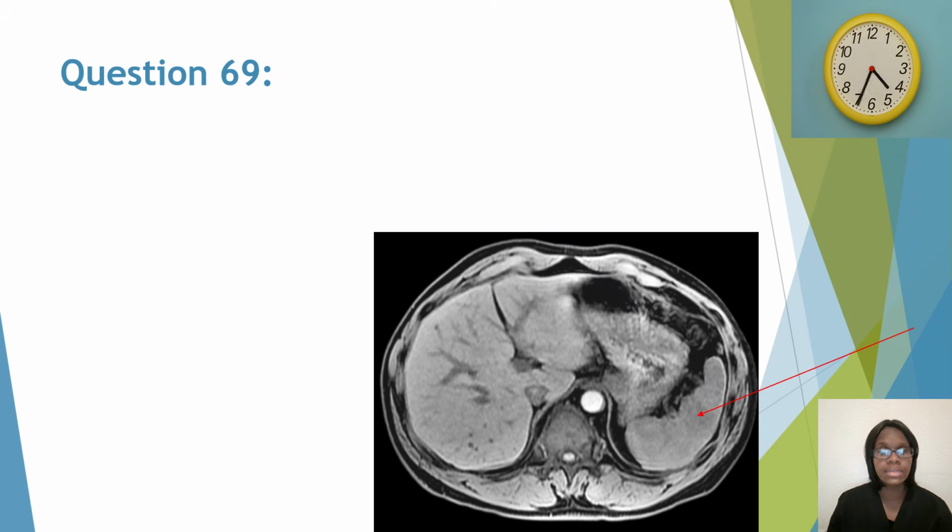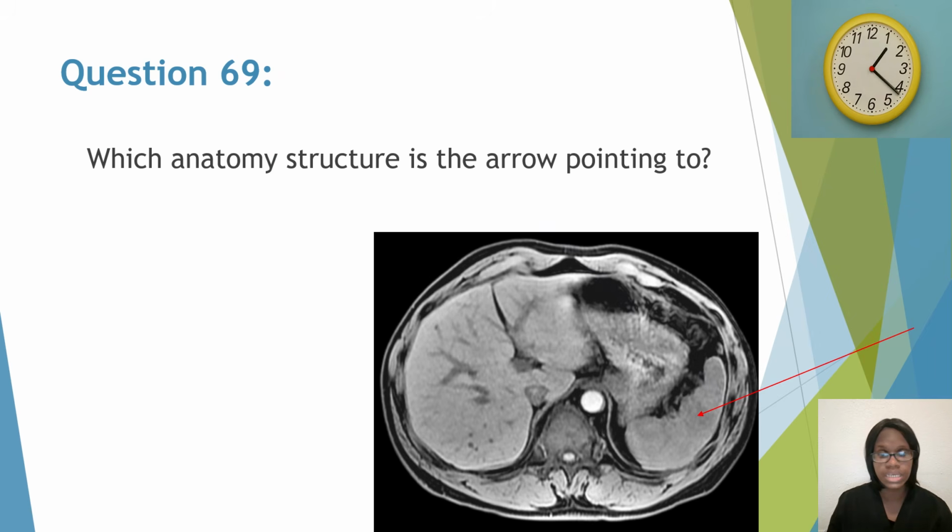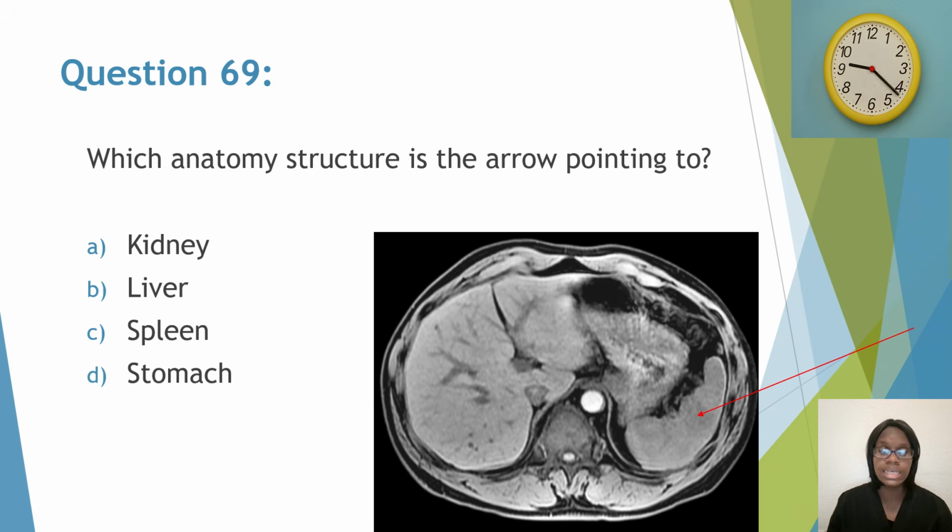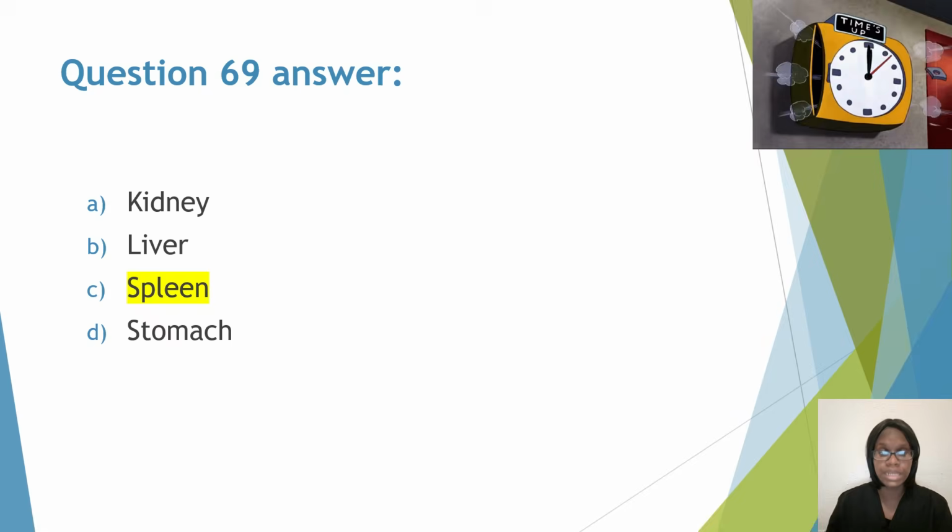Question 69. Which anatomy structure is the arrow pointing to? A, kidney, B, liver, C, spleen, D, stomach. All right, the correct answer is C, spleen.